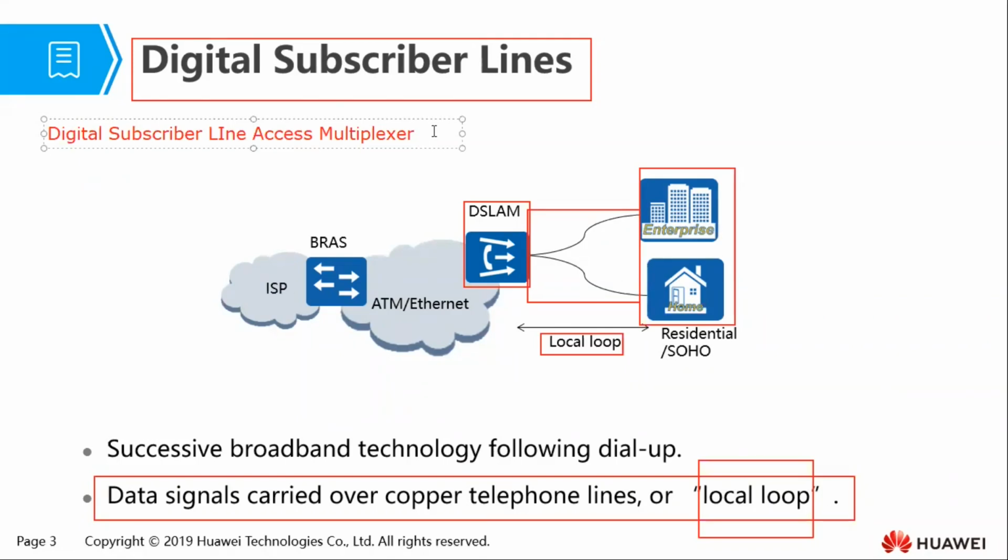Okay, so we have a central place within your town where all the lines are meeting, something like that. So that is where we have this particular transceiver, which is called the digital subscriber line access multiplexer.